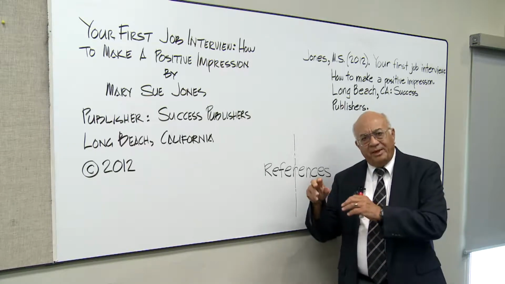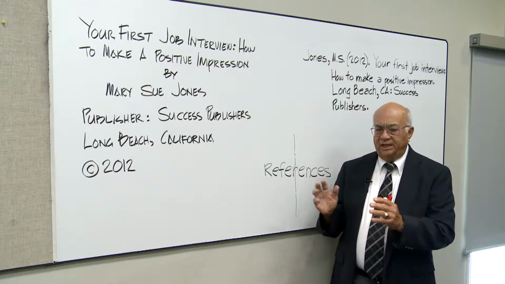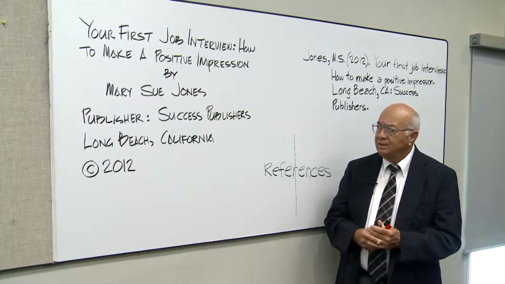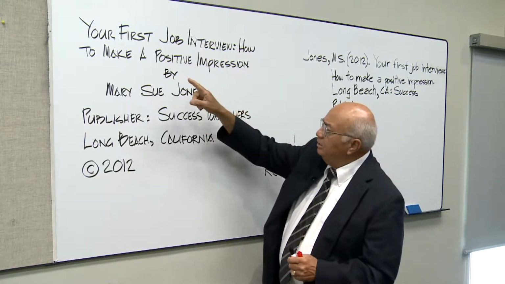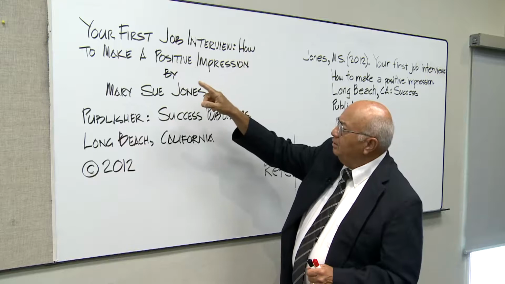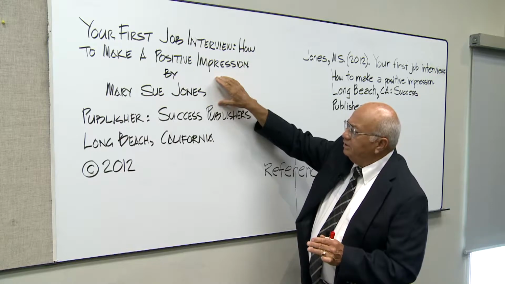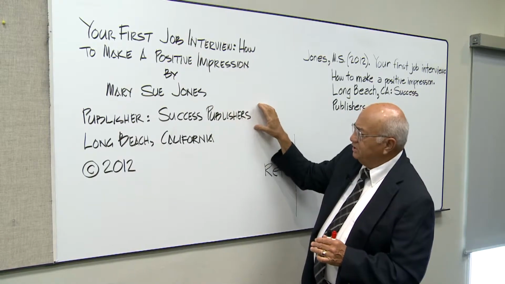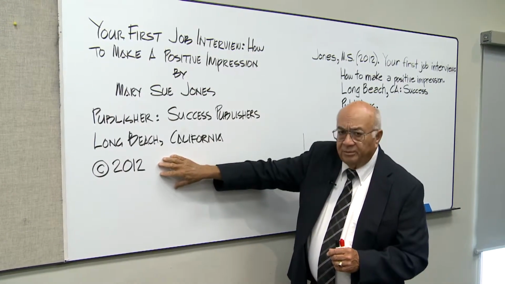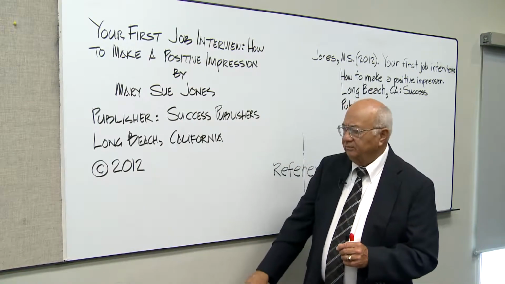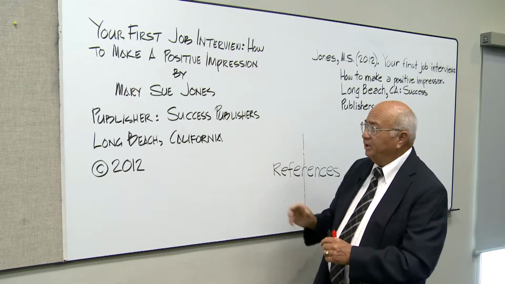And I'm going to kind of start at the back of the report first, because I want to show how the citations and references work hand in hand in the body of the report. Let's take a look here. I made a fictitious title of a book. This book is titled Your First Job Interview, How to Make a Positive Impression. Okay, so that'll be the book title. The book is written by Mary Sue Jones. The publisher is Success Publishers. They're located in Long Beach, California, and the year of the publication is 2012, and it's copyrighted. Now, again, this is fictitious, but it'll work for what we want it to do.